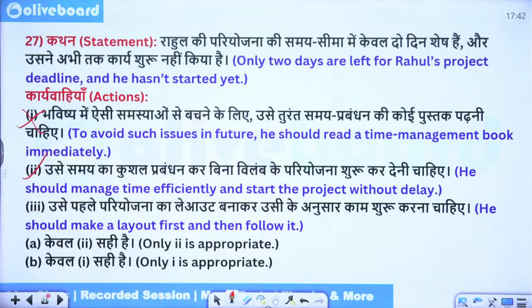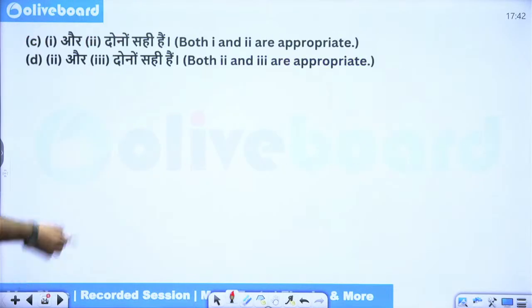Yes. And he should make a layout first and then follow it. Yeah, I think that also works. So both 2 and 3 is here actually. On to the next.